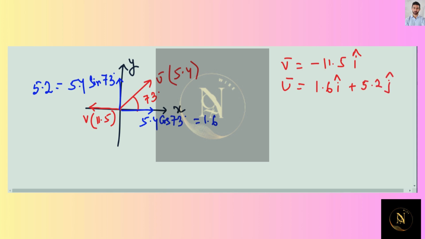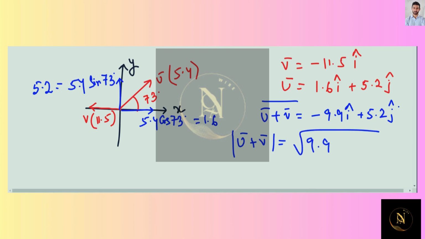So here now we have to figure out the total magnitude of the resultant of these two vectors. So the resultant vector, that's vector u plus vector v, will be when we add these two vectors together. So upon adding this, we add the similar components together. So we get minus 9.9 i cap plus 5.2 j cap. And now to get the magnitude of the resultant of these two vectors, we just square 9.9 and we add it with the square of 5.2.